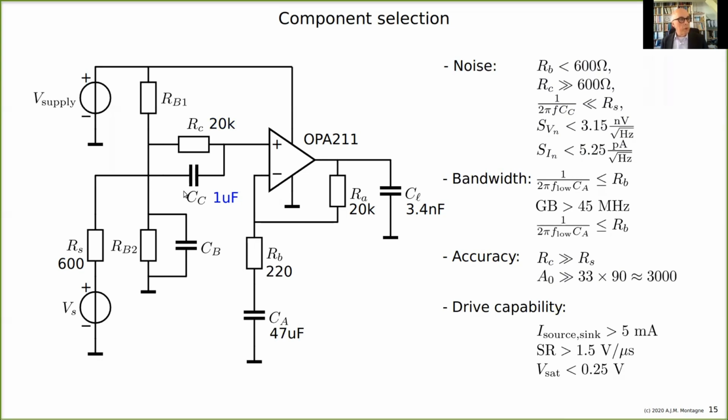Here, this should be a short with respect to 600 ohm for the whole frequency range of interest. And here, this one should be lower than 20K. So there's a lot of degree of freedom, of course, to select the components, but this is, say, the motivation and the values I selected.